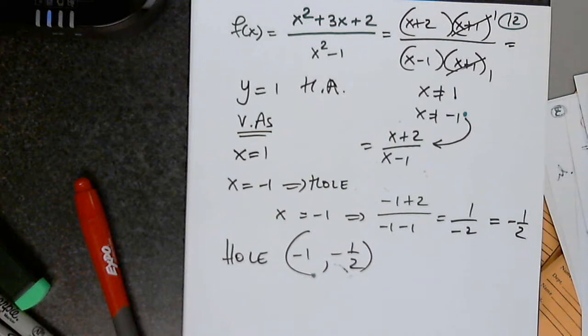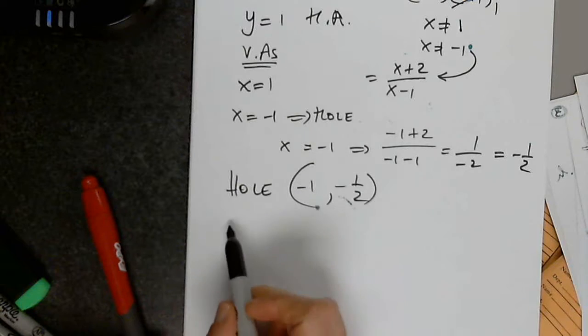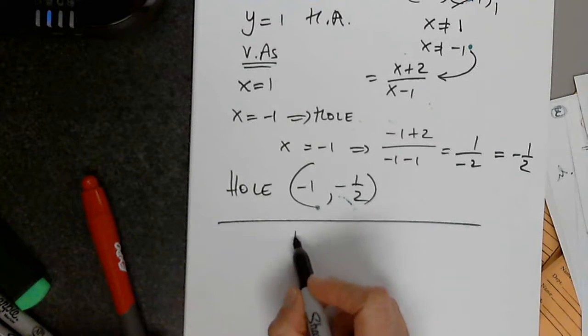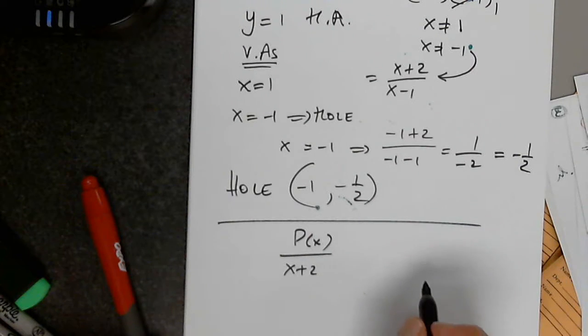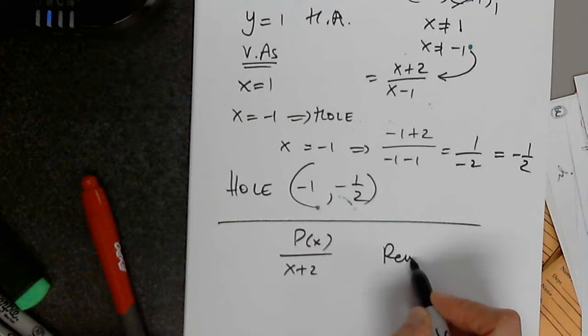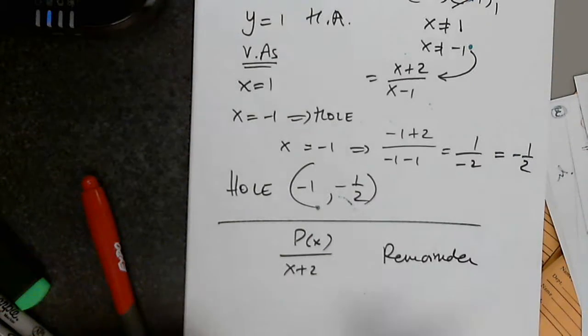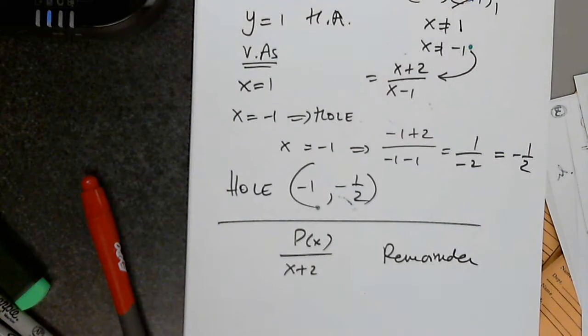Okay, let's go back to polynomials. Remember the zeros. Remember the remainder theorem. How will I show whether a polynomial has an x-intercept at 1, let's say, or 2? So I have a polynomial. I'm dividing it by x plus 2. And I'm only asking you to find the remainder. How will you find the remainder of this division?